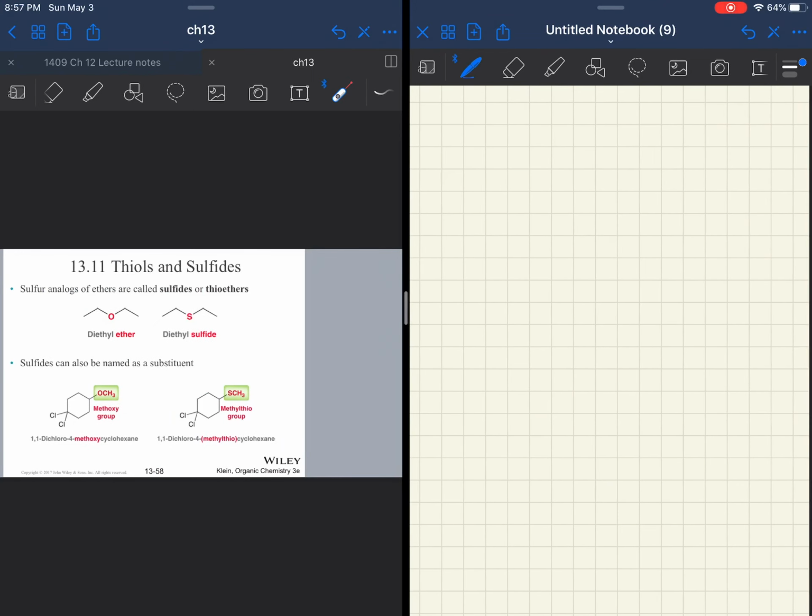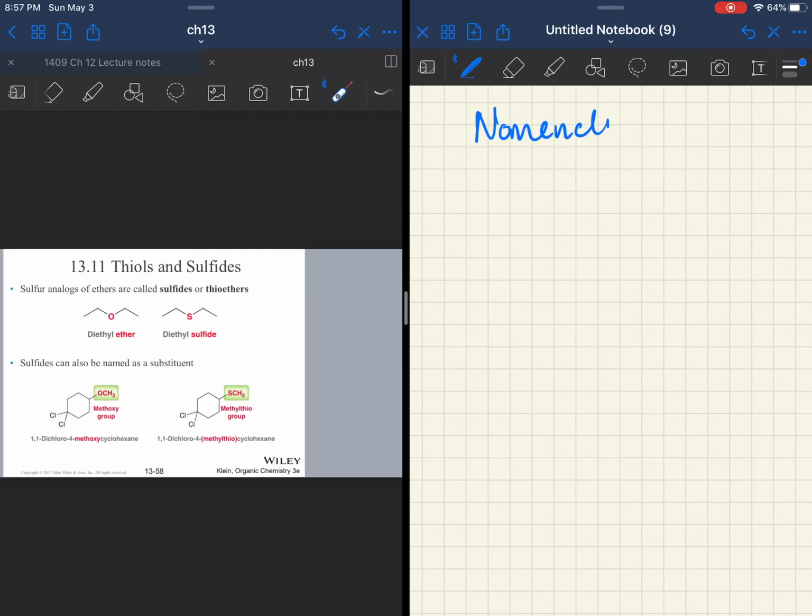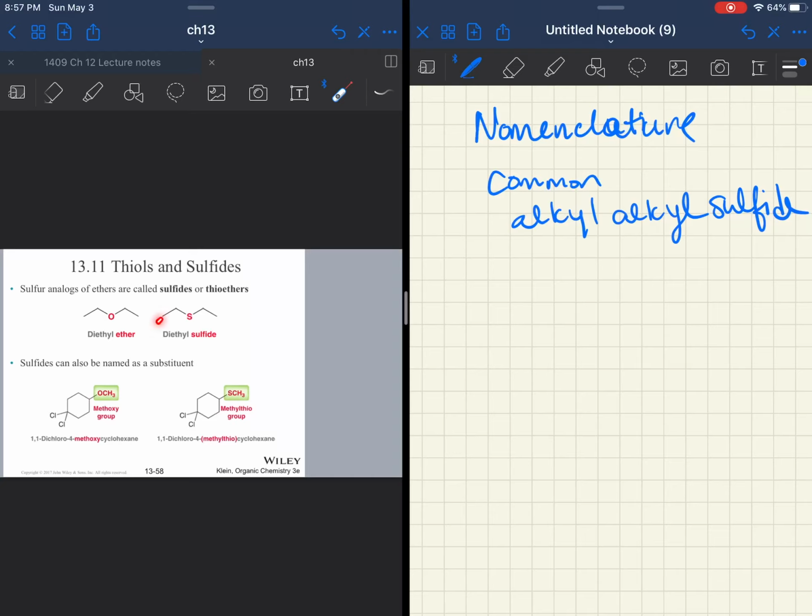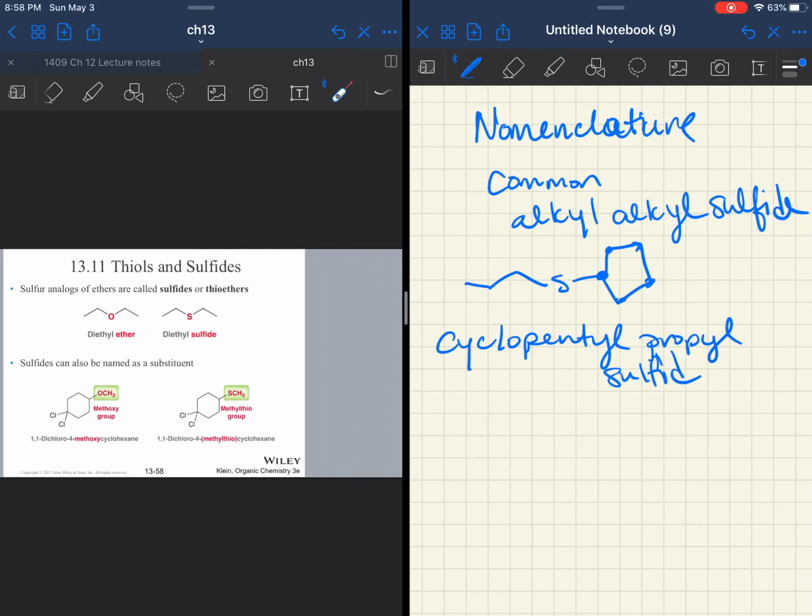The last thing I want to cover is just sulfides. Naming sulfides. Nomenclature. It's just as easy as naming ethers. There's a common way, and then there's an IUPAC way. The common name follows the same pattern as the ether: alkyl, alkyl, sulfide. So if it is symmetric, it could be something like diethyl sulfide. Let's say we have something a little bit more interesting. Let's say 1, 2, 3, 4, 5. This would be a cyclopentyl propyl sulfide, right? Pretty straightforward.